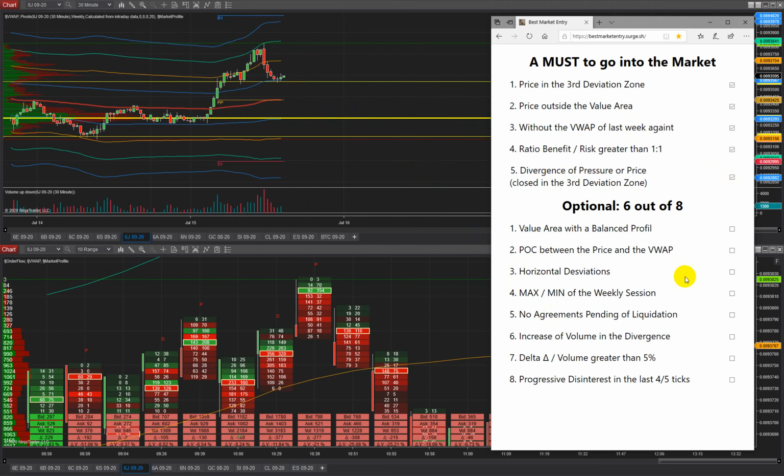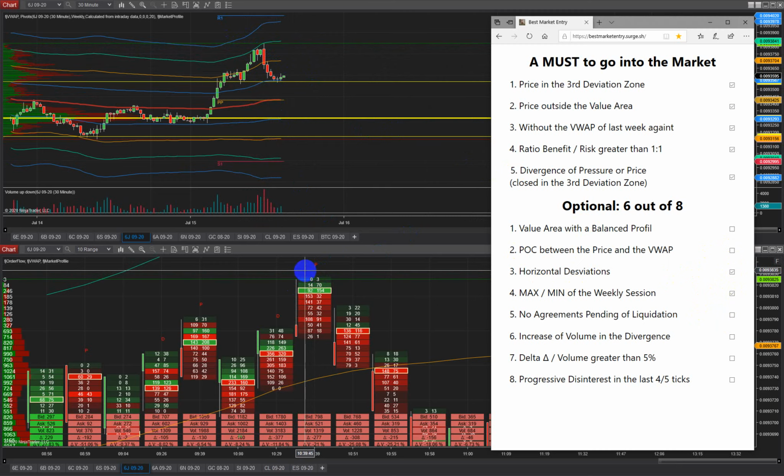Now let's see the optional. Do we have a value area that is balanced? No, the POC should be around here, not too far down. So no good. Is the POC between the price and the VWAP? No, the VWAP actually is closer to the price. So no. Are the deviations horizontal? At this point, we can see that they're not very diagonal. So yes. Is the max of the session? Yes, of the weekly session.